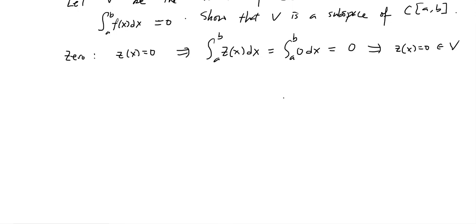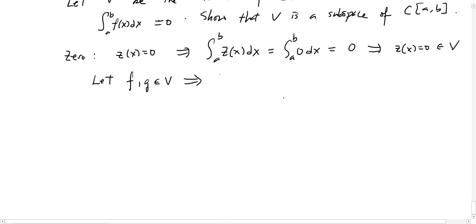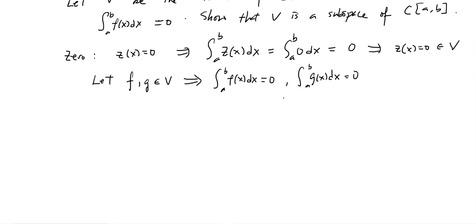Next, I have to show addition closure and scalar closure. To do that, I'm first going to define two functions. Let function f and function g both be in V. So what does that imply? That implies that if I take the integral from a to b of f of x dx, I get 0. If I take the integral from a to b of g of x dx, I also get 0. That's the property of any function within V: when I integrate from a to b, I get 0. So if I have two functions in V, then that automatically tells me that for both of them, when I take the integral from a to b, I get 0.